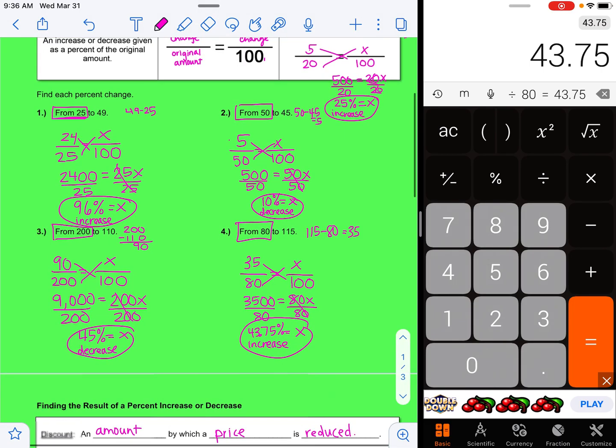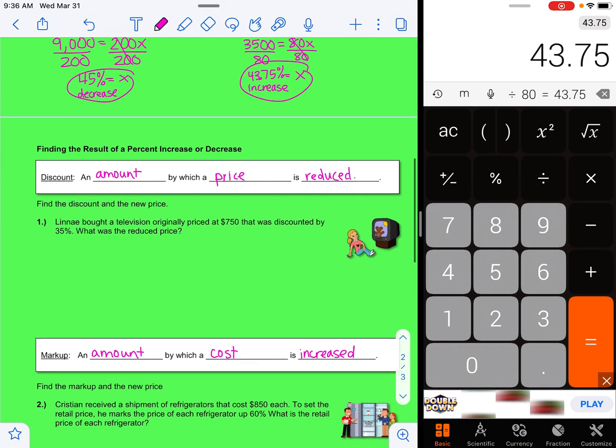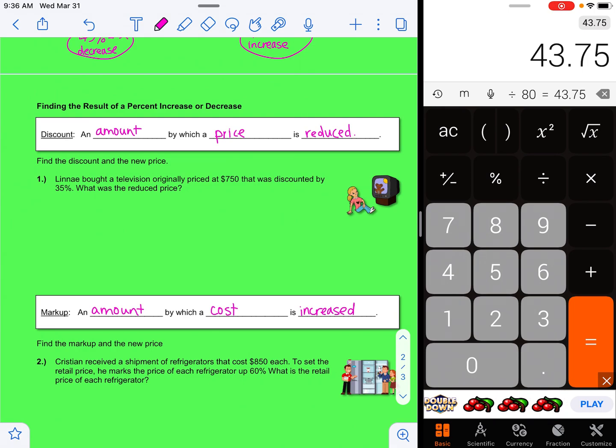Alright, so that is all about percent change. Now we're going to move on to stuff that we'll also be talking about a lot in the next lesson. So this is kind of an introduction to it: finding the result of a percent increase or decrease.